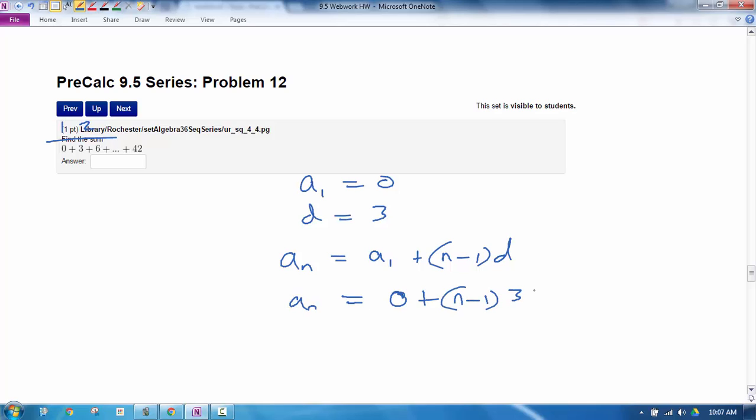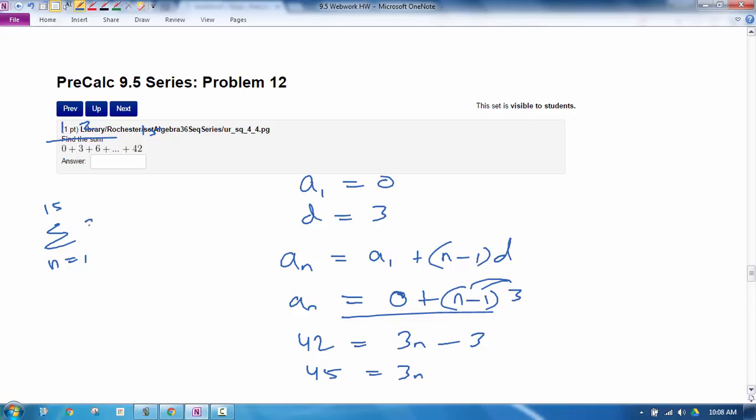There's my sequence. And the question is, I'm adding up how many terms? Well, let's plug in 42 for a sub n and find that out. So I'm going to distribute the 3 and get 3n minus 3. Add 3 and divide by 3, and you get 15. So this is the first 15 terms of this arithmetic sequence that we're adding up. So let me just write the sigma notation. n goes from 1 to 15 of this right here, the sequence, which is 3n minus 3, if you simplify it.